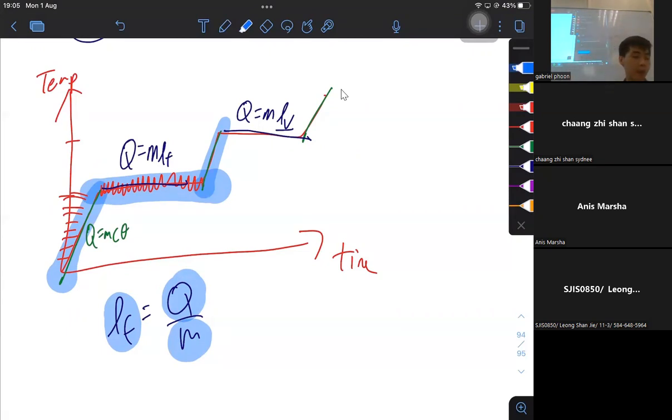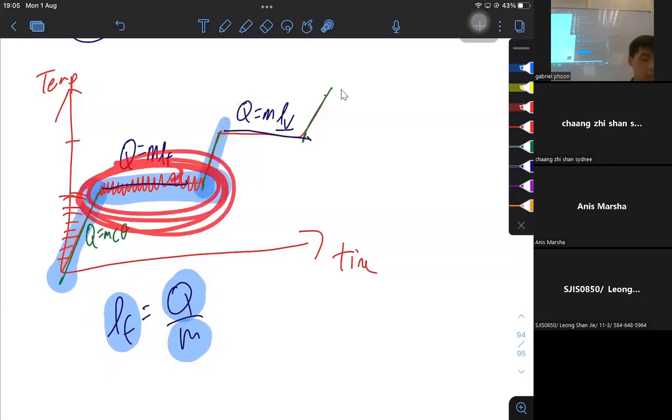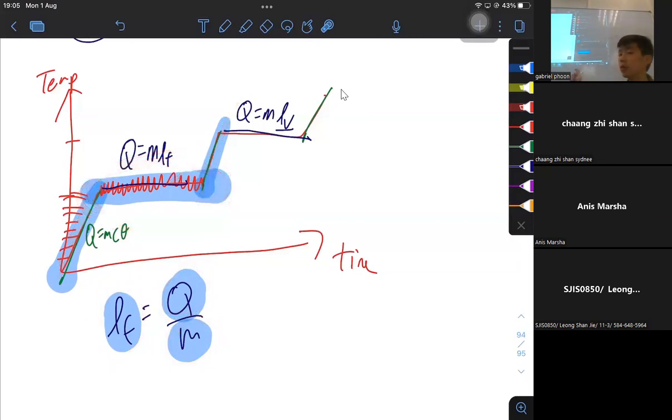Very, very important. I repeat this again. Specific latent heat is the amount of energy needed to change 1 kg of the substance from solid into liquid without any change in temperature. Very, very important. Also always asked in your IGs. Is it always solid? It won't necessarily be solid to liquid.